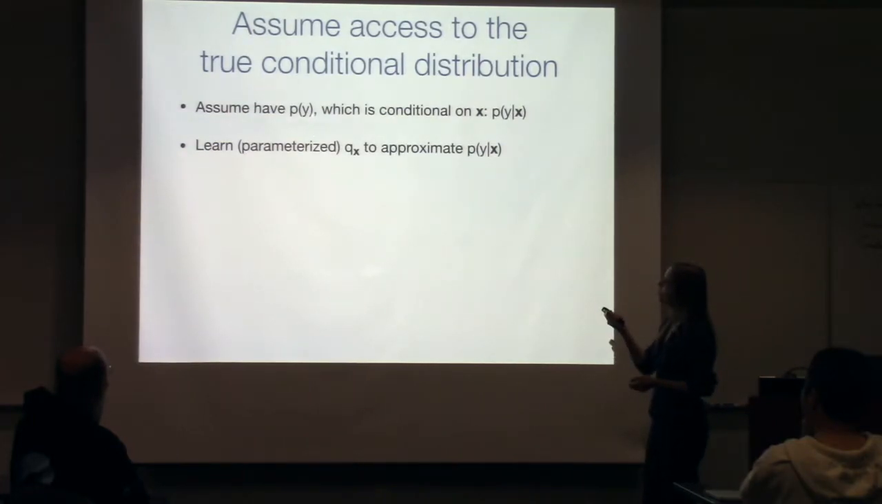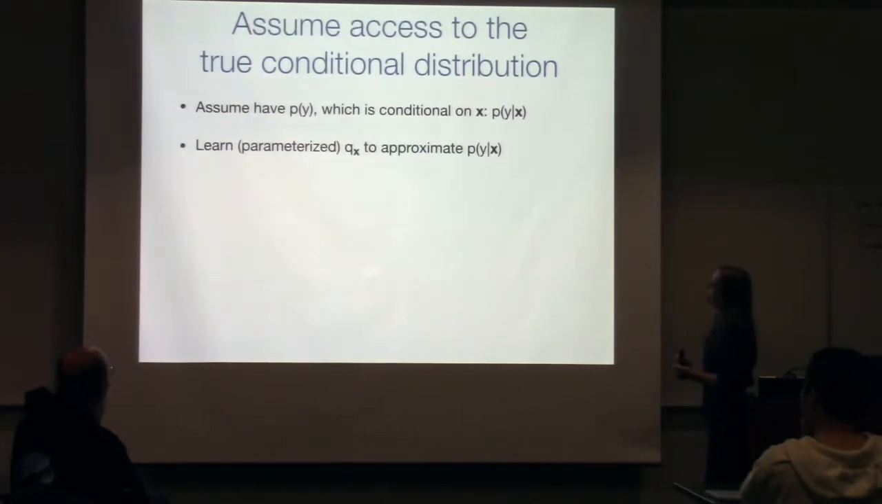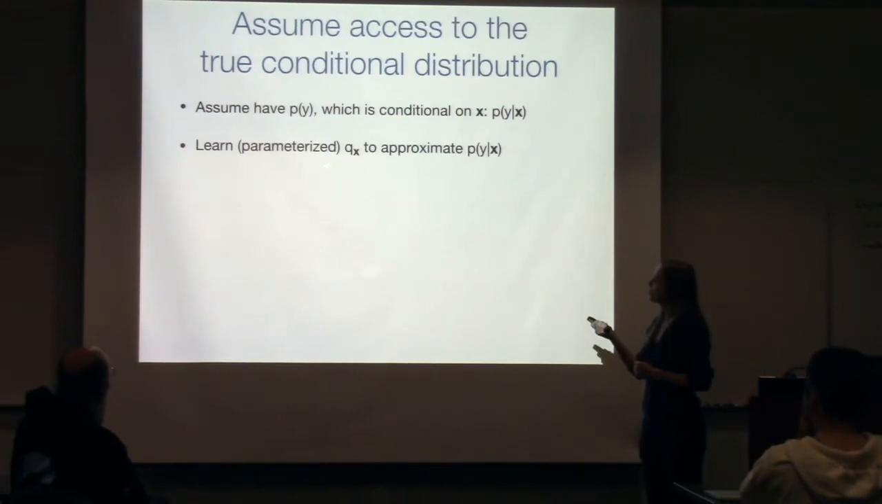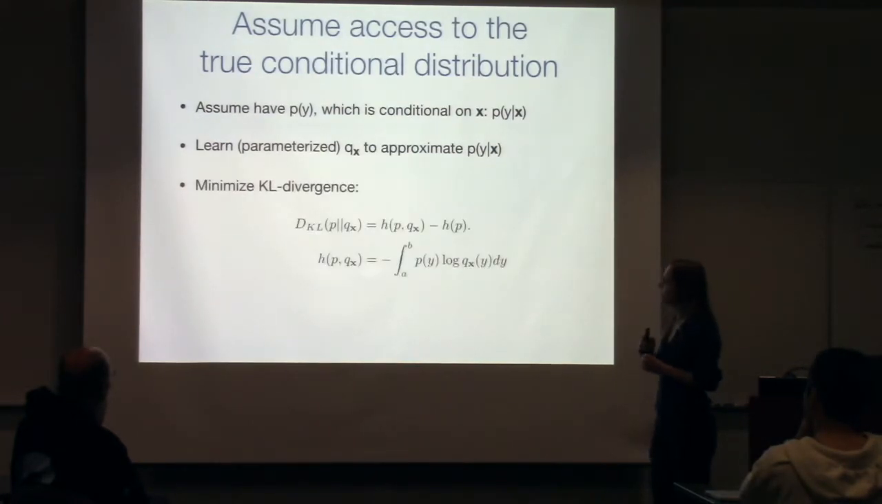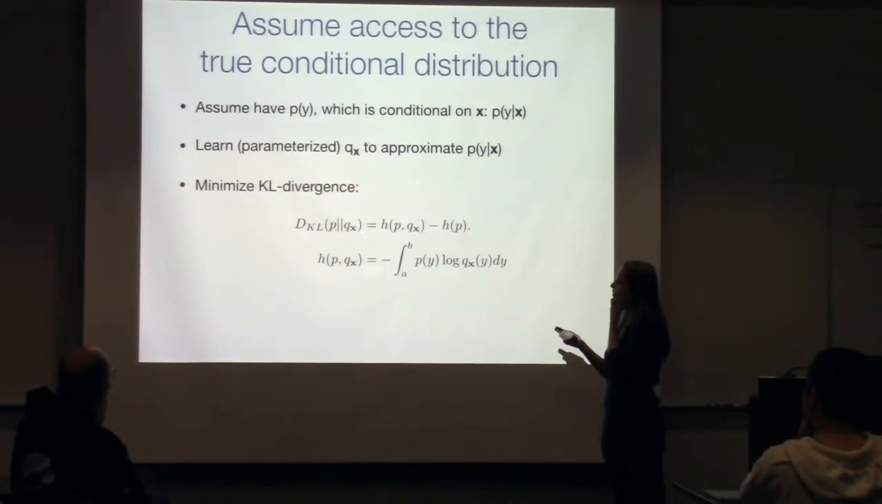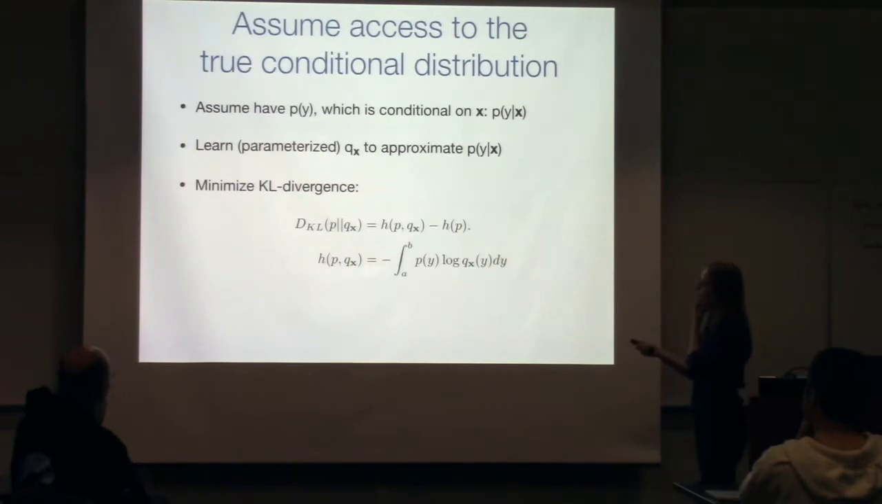So first, let's assume we have the distribution over y, which is conditional on x. So imagine that you just had access to this true distribution, and we're going to learn some parameterized q of x to approximate the probability of y given x. Okay, so we're going to do what is typically done. We'll take the KL divergence between these two distributions, and we'd like to find q of x so that it is as close to p as possible, the true distribution over y.